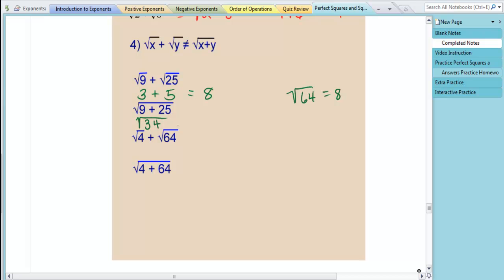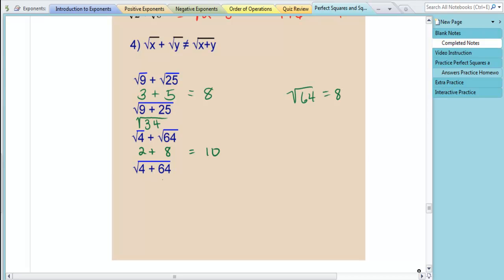So obviously the second problem here is much smaller than this first problem here. It has a much smaller value. All right, let's look at the next problem. The square root of 4 is 2. What's the square root of 64? 8. What's 2 plus 8? 10. So now in the next problem we have to add first before you can take the square root.